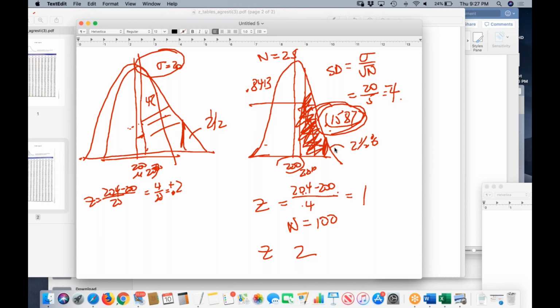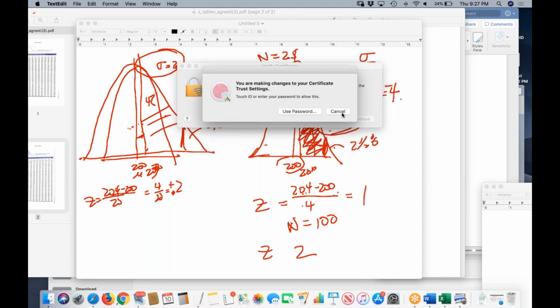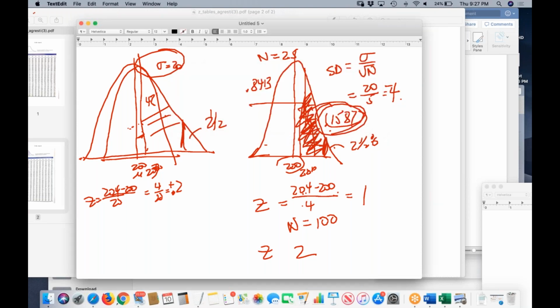It'd be above a value of 204 because it gets narrower and narrower. The likelihood of getting a value that's far away from the population mean becomes less and less likely as you increase the sample size. Can you repeat that one? Yeah, sure. As you increase the sample size, the probability of getting a sample mean that's dramatically different from the population mean gets less and less likely because the distribution of all the possible samples that you might take becomes narrower and narrower, closer and closer to what the actual mean really is.